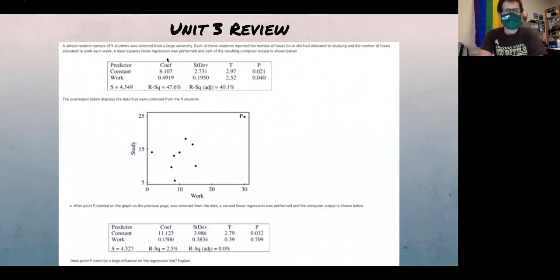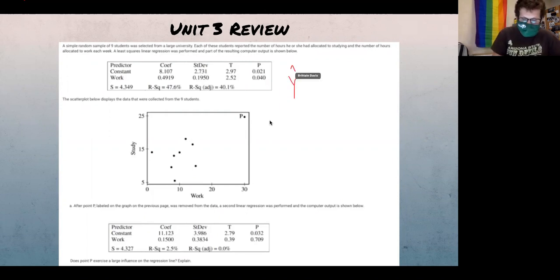We're looking at these variables. So this has a regression equation up top of y hat equals a plus bx. So it's going to be 8.107, which is our intercept, which is the constant, plus 0.4919 times x.